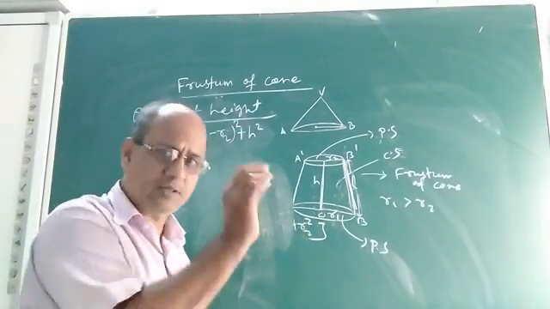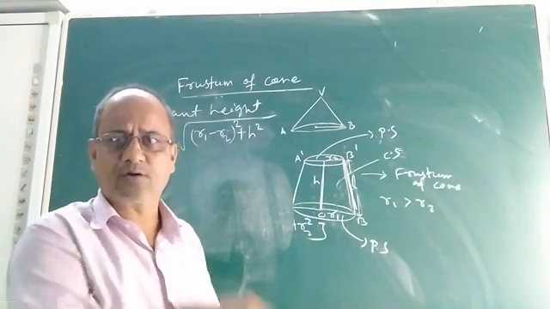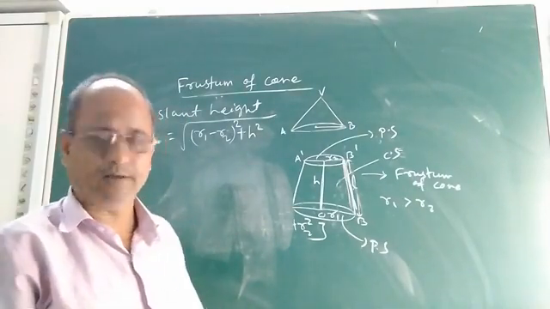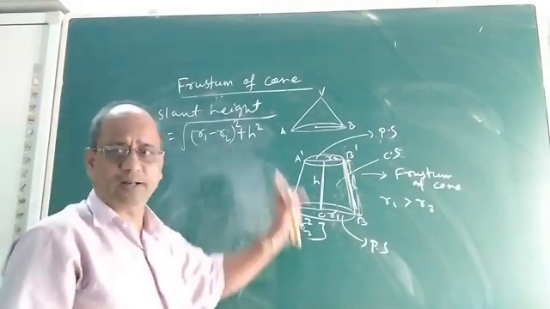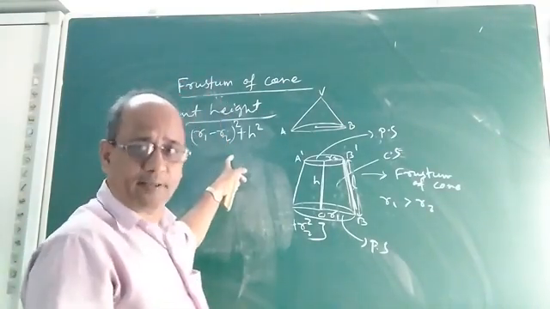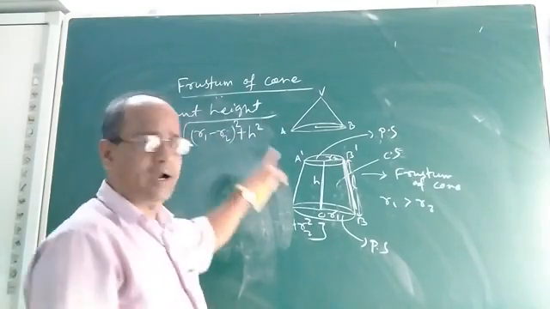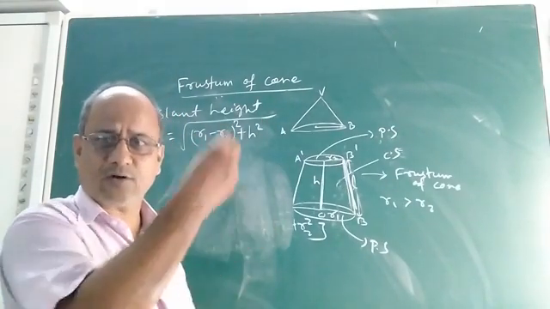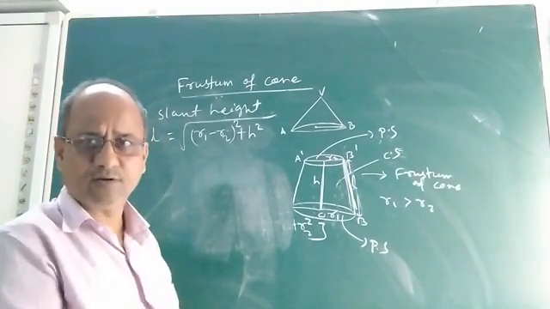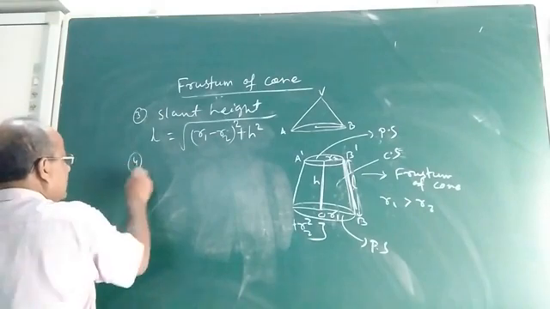How it is? We shall discuss the proof in another class. At present, let us remember the formula to apply and solve problems. Okay. So this is the formula to calculate the slant height of a frustum of cone, which is given by the square root of r1 minus r2 whole square plus h square, where r1 and r2 are the radii of the two flat circular ends of a frustum of cone. Okay. Then the last formula is your volume.